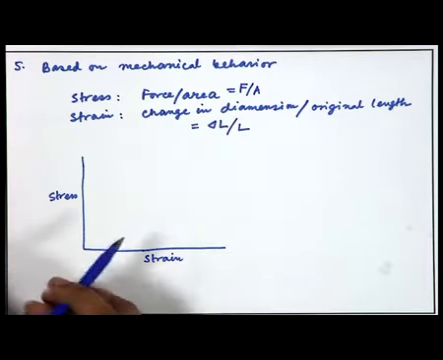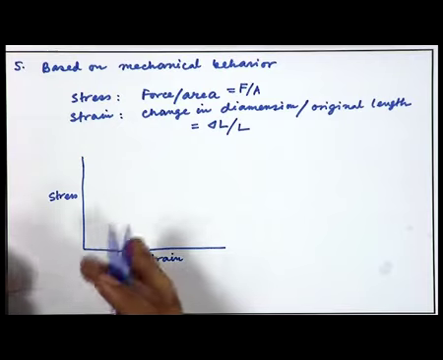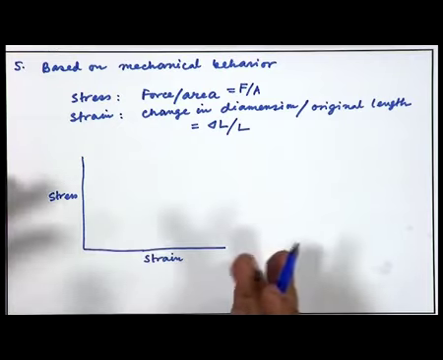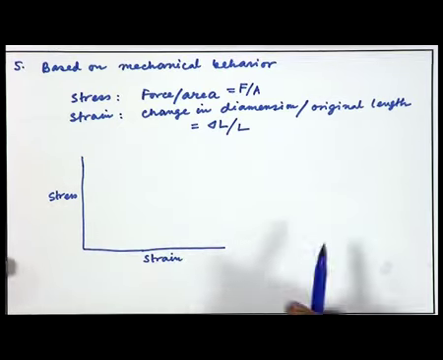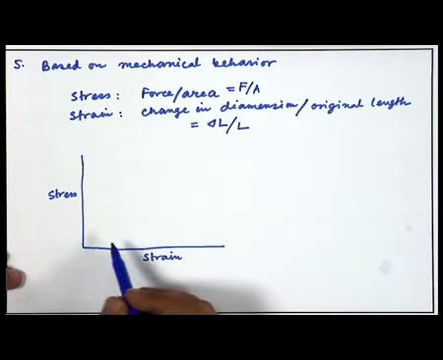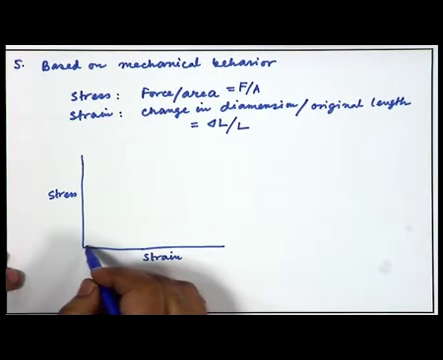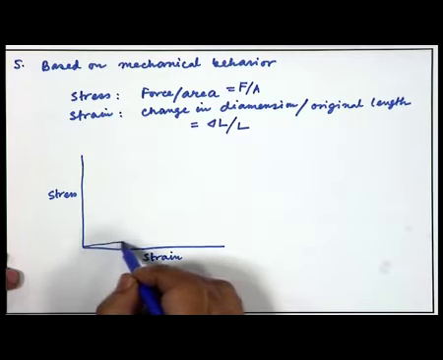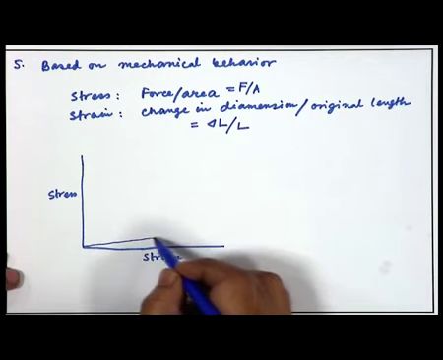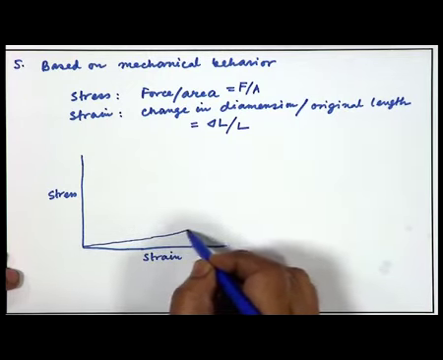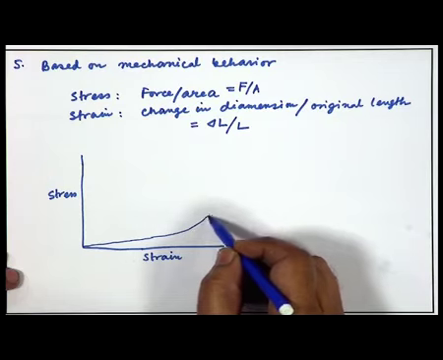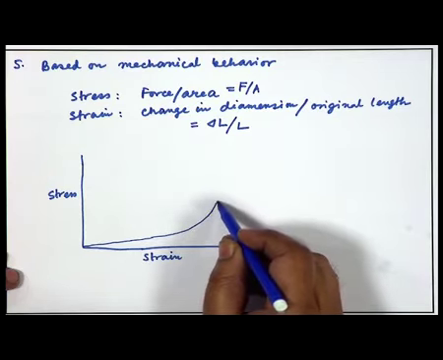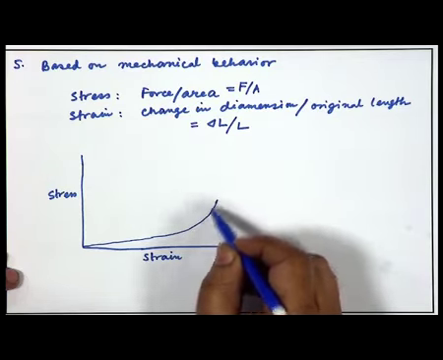Then we can have three different general behaviors of polymers. One, that with a small stress we can elongate the polymer chains, and probably in the later part it will require more stress to elongate the same strain.